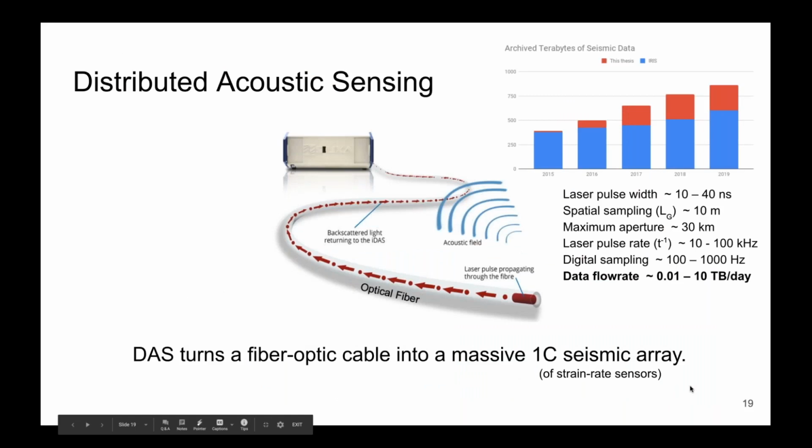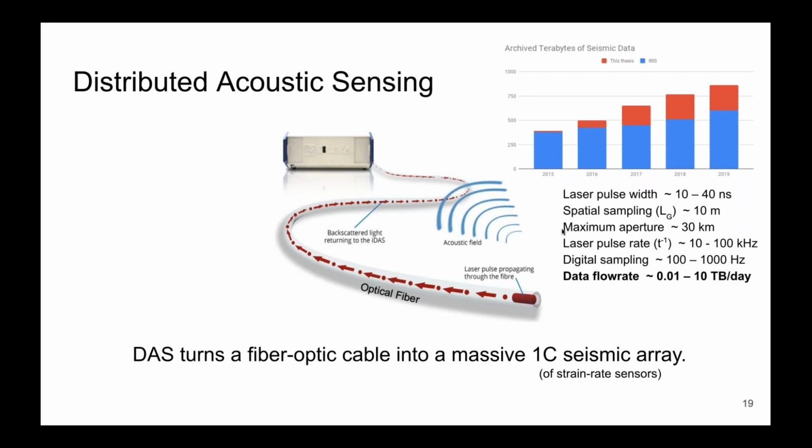So, just to put some numbers on this DAS picture, we're looking at pulse widths, like I was talking about, of tens of nanoseconds. That allows us to look at a gauge length of this cable, so the spatial resolution is around 10 meters, and that's set by the photonic process. That could be changed, but it's often hardwired into the box. The maximum aperture: eventually you run out of photons.